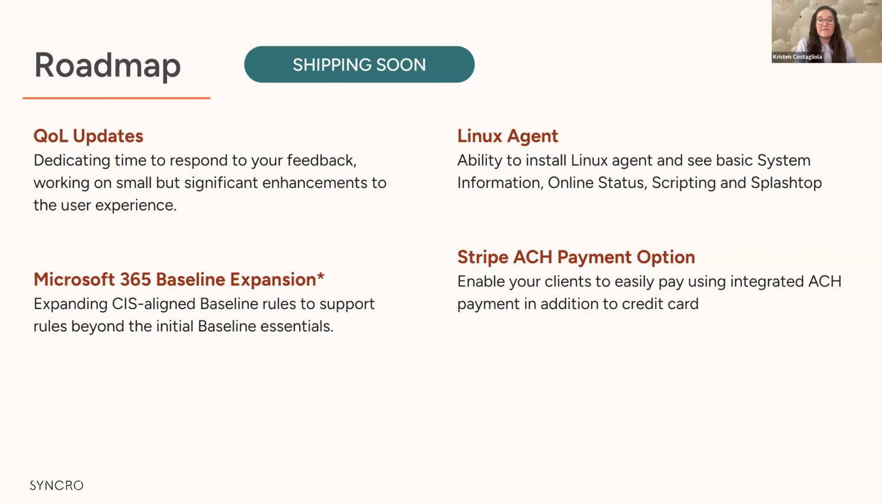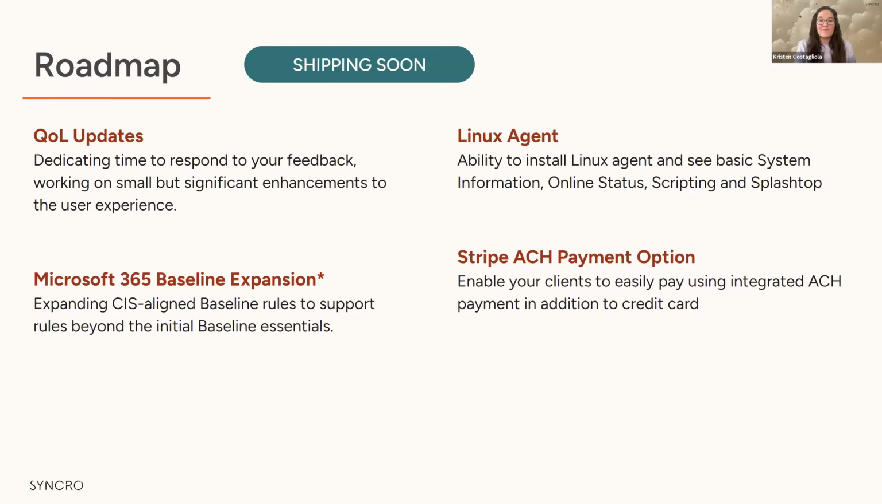The Linux agent, we have this on here even though it is an open beta and available to everyone. We have it on there to make sure that everyone knows that you can use it, and we are continuing to do some updates specifically around some of that monitoring. We have a Microsoft 365 baseline expansion that you'll be seeing very soon. We're adding a huge number of new rules, a whole new CIS-aligned baseline, specifically Implementation Group 1, for you to take a look at and apply to your tenants so you can keep those secure and up to date.